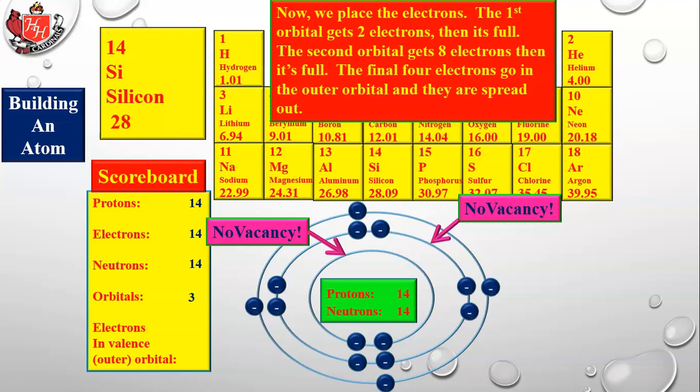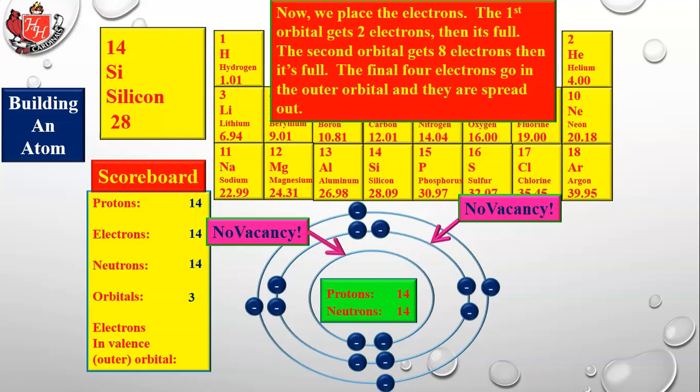The third orbital is the valence orbital. Again, valence just means outer. Whatever the outer orbital for an atom is, that's the valence orbital. For silicon, it happens to be the third orbital. So 4 electrons in its valence orbital.